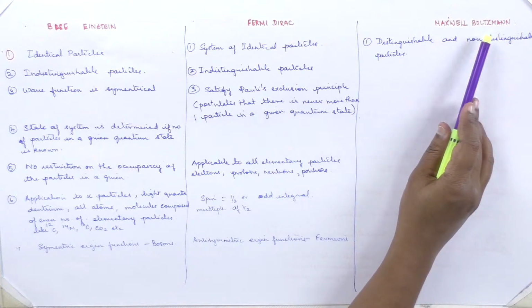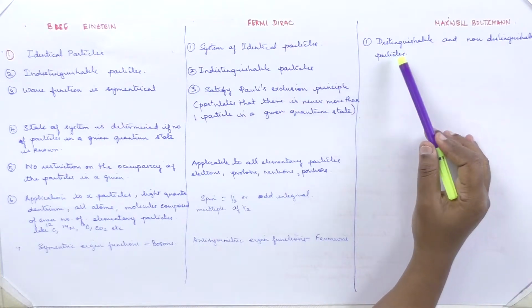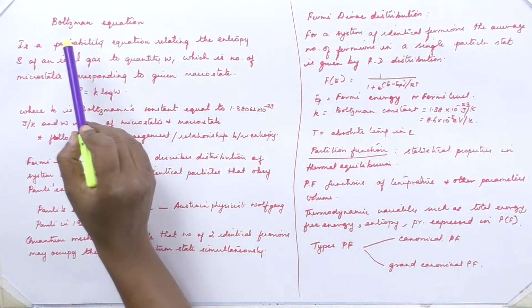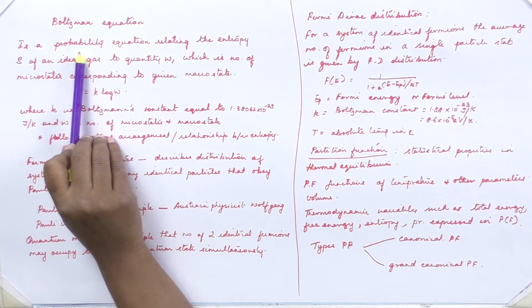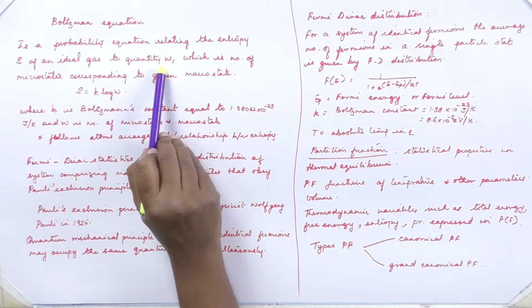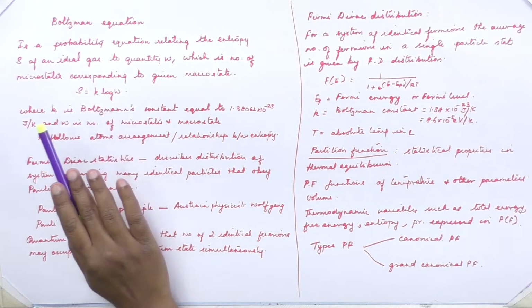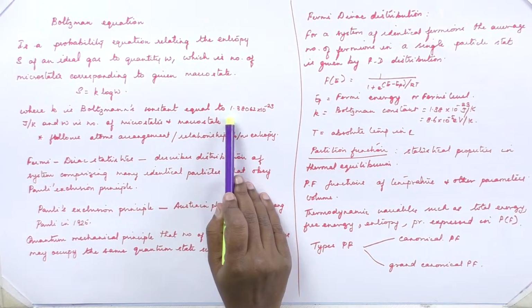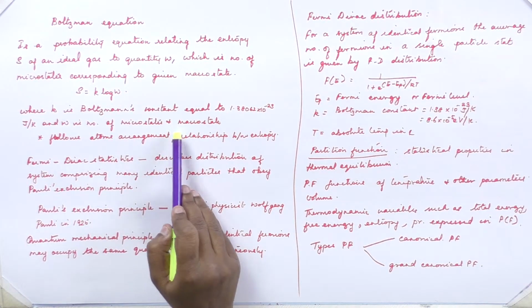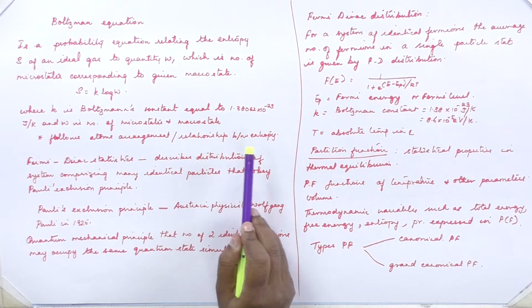In the Maxwell-Boltzmann model, the particles are distinguishable and non-distinguishable particles take part in the entropy relationship. Now we will discuss the Boltzmann equation. The Boltzmann equation is defined as the probability equation relating the entropy S of an ideal gas to the quantity W, which is the number of microstates corresponding to a given macrostate, where S = k log W, where k is the Boltzmann constant, equal to 1.38062 × 10^-23 joules per Kelvin, and W is the number of microstates and macrostate. This follows the relationship of atomic arrangement and entropy.